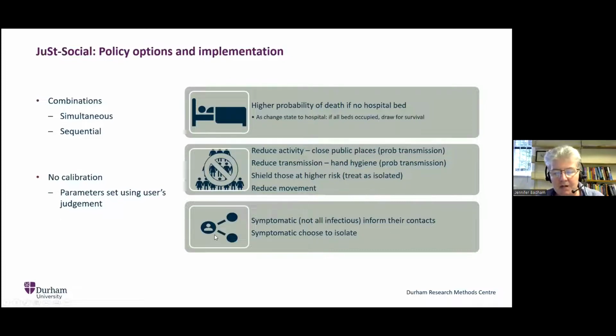And then there's some stuff about contact tracing. So symptomatic people can choose whether to inform their contacts, and they can also choose whether to isolate. Okay, so none of these are calibrated. They are just there to allow the model users to try out different scenarios.